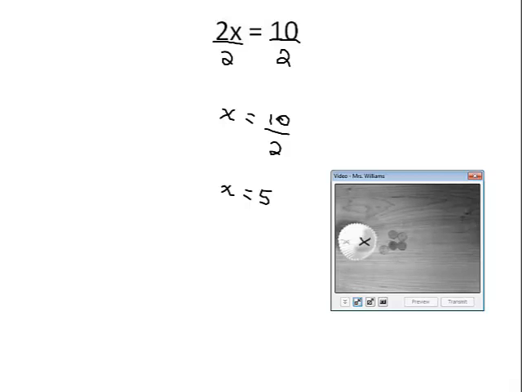So relating this to operations, what we really did is we divided both sides by 2. And we know that 2 divided by 2 is equal to 1. So really what we have here is 1 times x equals 10 divided by 2, or x equals 5. Okay, let's try another one like that.